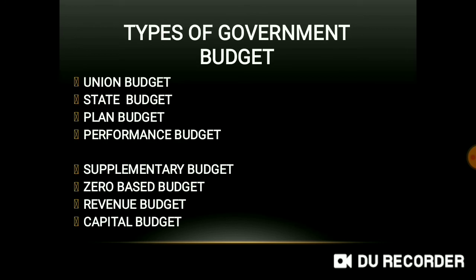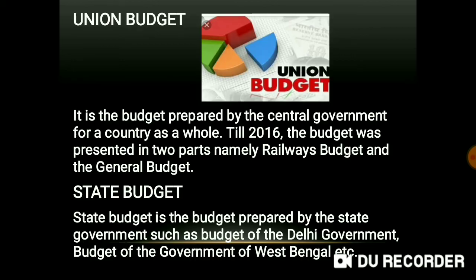Now let us move to the types of government budget. There are altogether 8 types of government budget, and they are union budget, state budget, plan budget, performance budget, supplementary budget, zero based budgeting, revenue budget, and lastly the capital budget. Now let us understand these types of budget in detail.